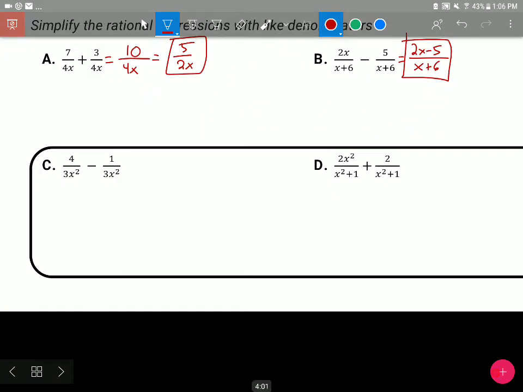Take, I don't know, 15 seconds. Do C and D real fast.